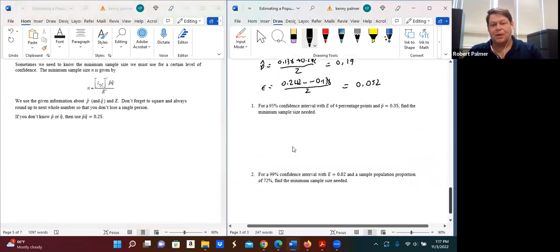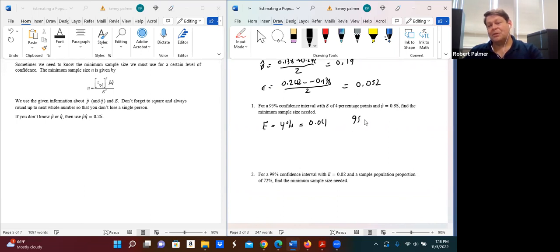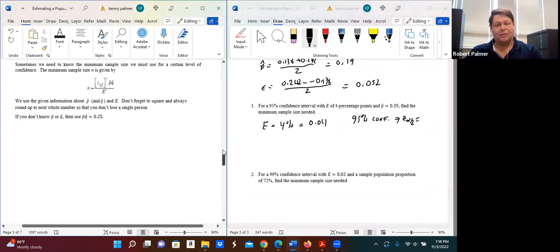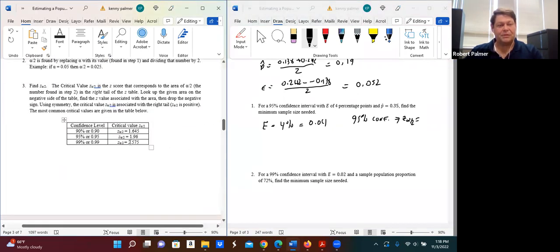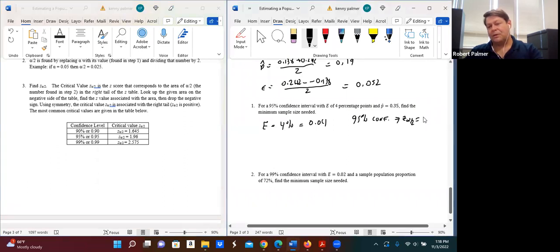So let's do a couple examples. So for a 95% confidence interval with E of 4 percentage points and P of 0.35, find the minimal sample size needed. Okay, so first off, our E, 4 percentage points is 4%. So we need to use this as a decimal, so 0.04. Now, we have 95% confidence. So what we need then, that implies that our Z of alpha over 2, go back to our small table we had, 95% Z of alpha over 2 is 1.96. Okay.